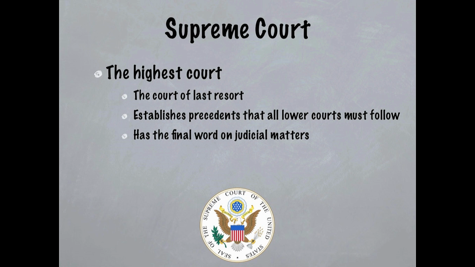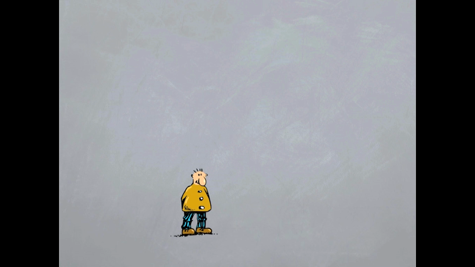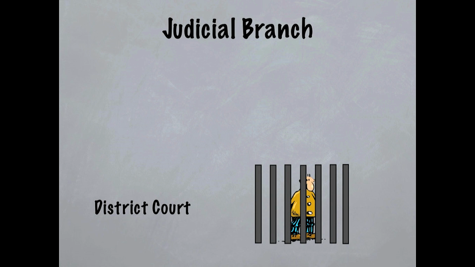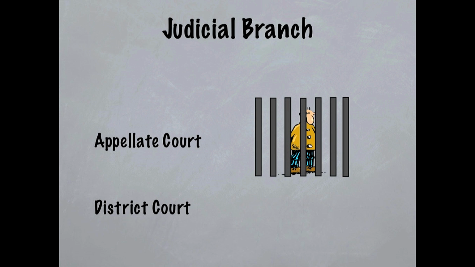Finally, let's see how the Supreme Court can get involved in the case of the man who destroyed the mailboxes. First, a quick review. The man was put on trial in a district court. If found innocent, he would have been set free. But instead, he was found guilty and sent to prison. The man decided to appeal his conviction by asking the appropriate appellate court to review his case. The appellate court agreed and affirmed the conviction.